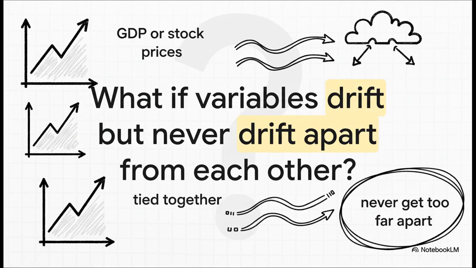Okay, so that raises a huge question, right? What do we do with variables like GDP or stock prices that pretty clearly trend upwards over time? They aren't stationary. But what if two of these drifting variables are somehow tied together? What if they move in a way that makes sure they never get too far apart?